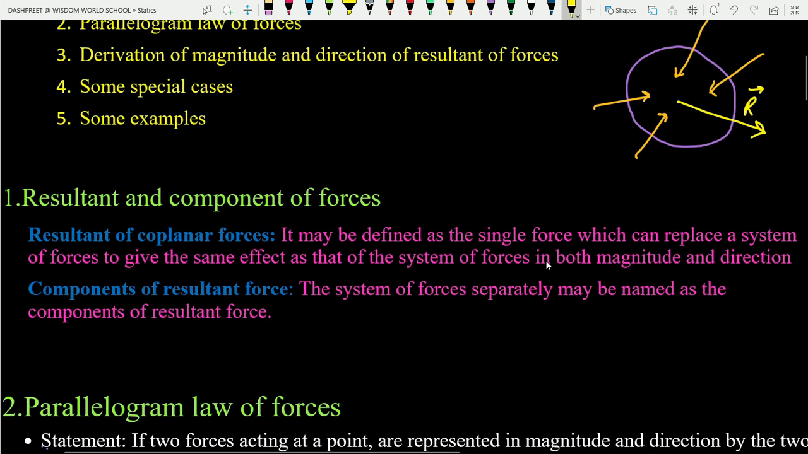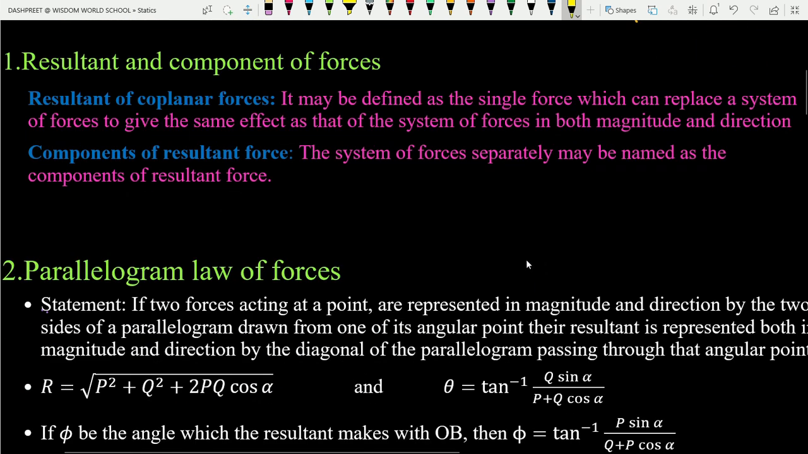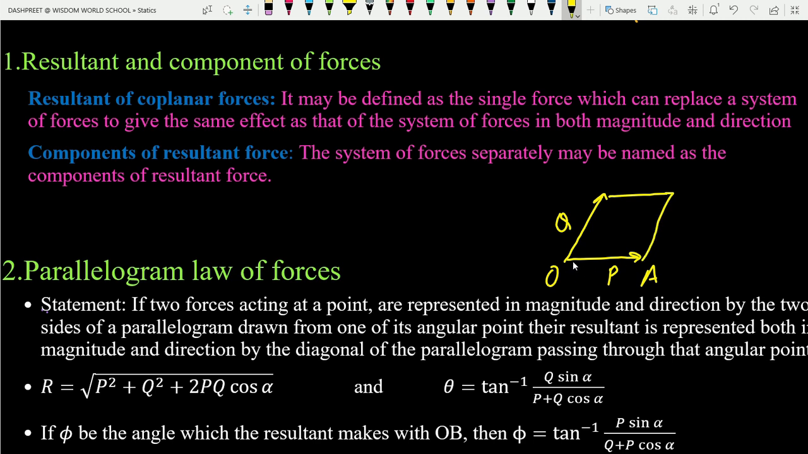Then the parallelogram law of forces. If two forces act at a point, if they are acting at a single point, say two forces P and Q are represented in magnitude and direction by the two sides of a parallelogram, OA and OB, produce this into a parallelogram OACB.